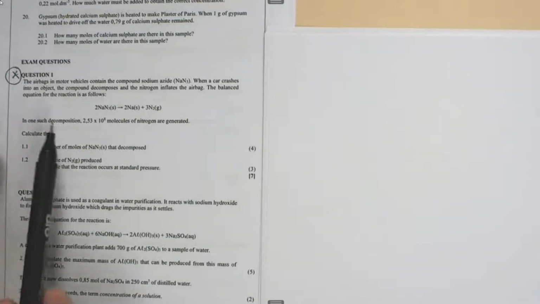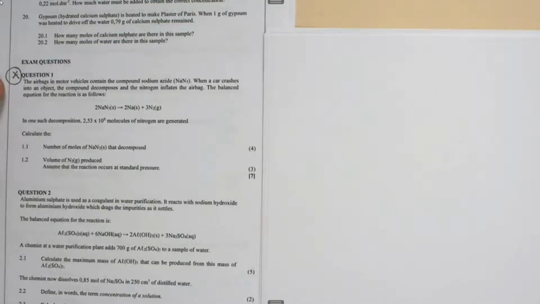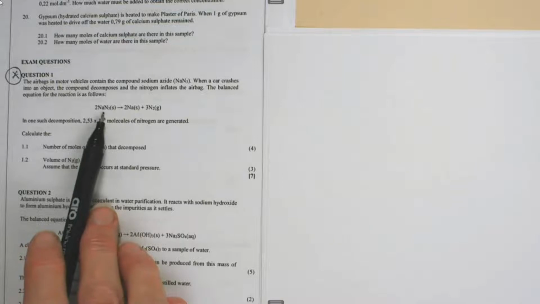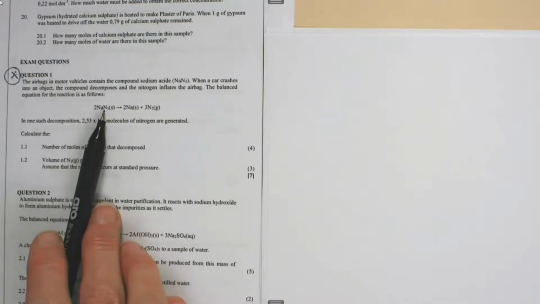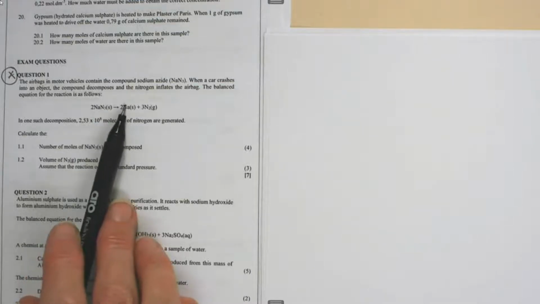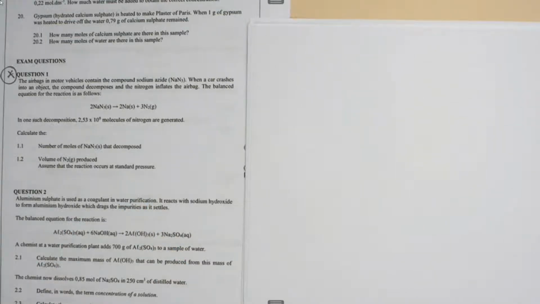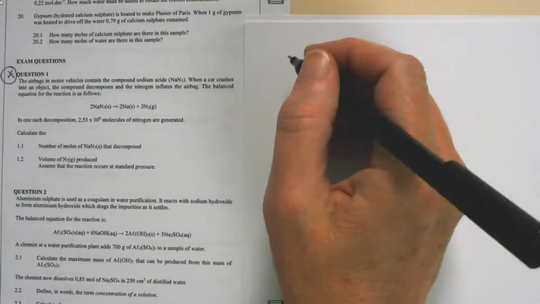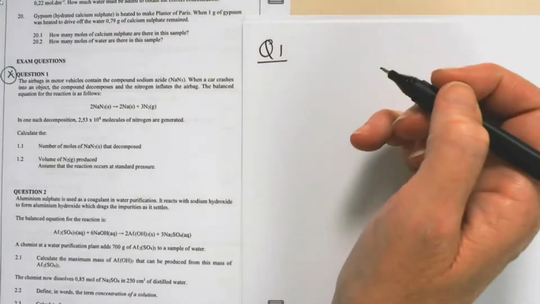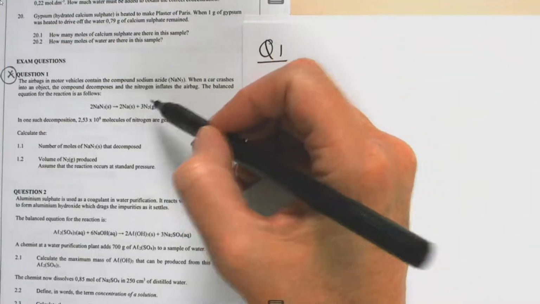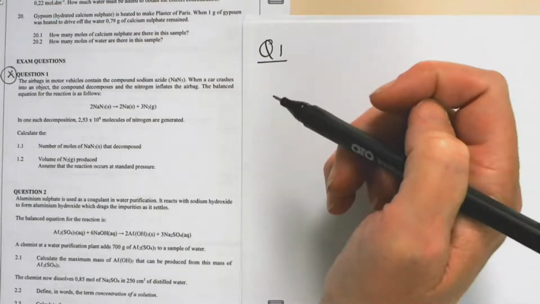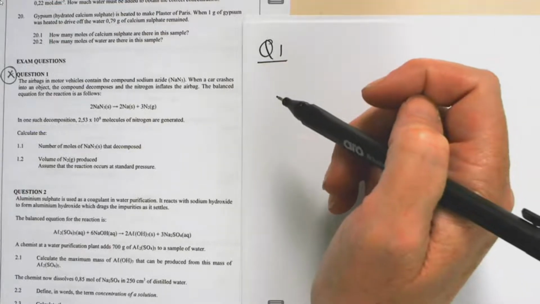Okay, they say the airbags in motor vehicles contain the compound sodium azide. When a car crashes into an object, the compound decomposes and the nitrogen inflates the airbag. The balanced equation for the reaction is as follows. So that means that is inside the airbag, and when this airbag explodes, it forms Na and N2, and that N2 gas blows up the airbag so that you don't get too bruised in this accident. So that is supposed to help you not to hit your head on the front windscreen and keep you safe.